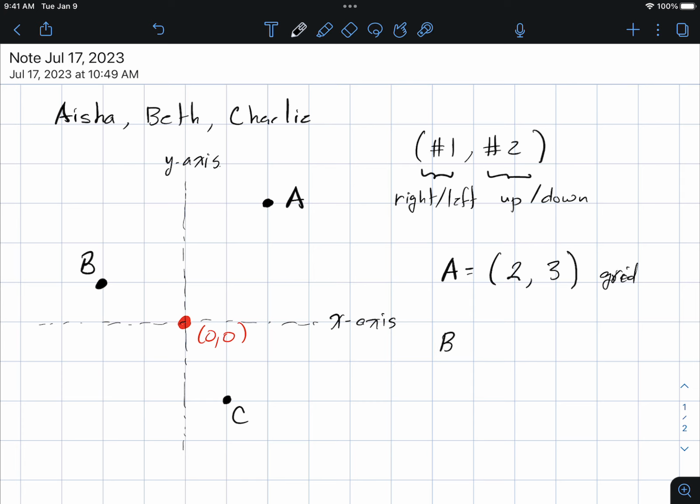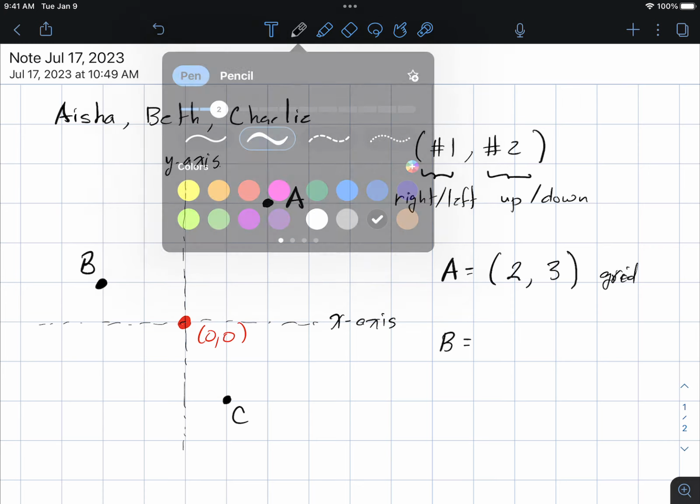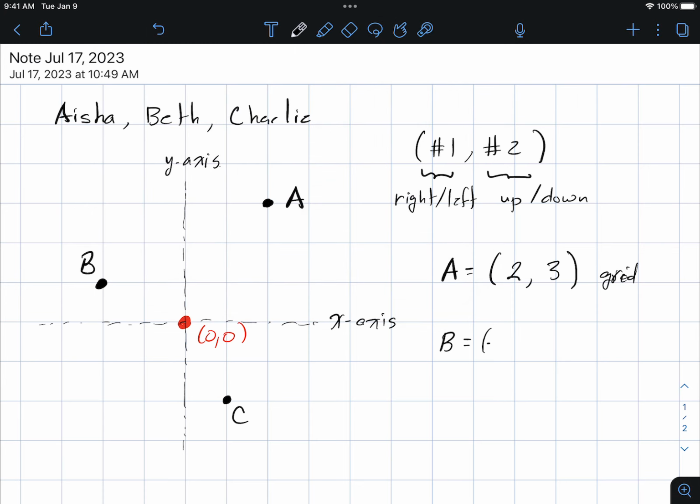Well, what about Beth's position? Let's look here at Beth for a second. So if I look at Beth, I need to go 1 and 2 to the left. And so the way that I signify to the left is by putting a minus sign. So what I'm going to do for Beth here is minus 2. This minus here is telling me that I'm moving to the left rather than to the right. So I go 1 and 2 to the left and 1 up. So Beth's position is minus 2 and 1.